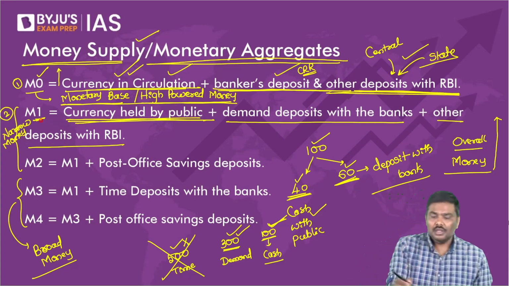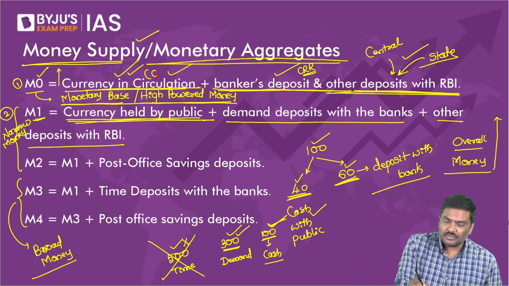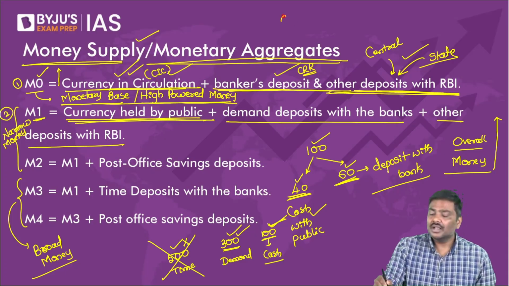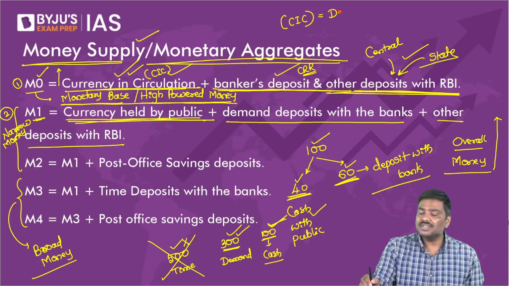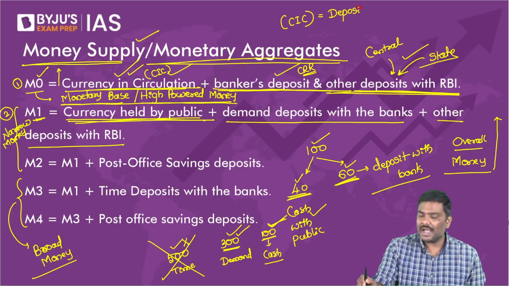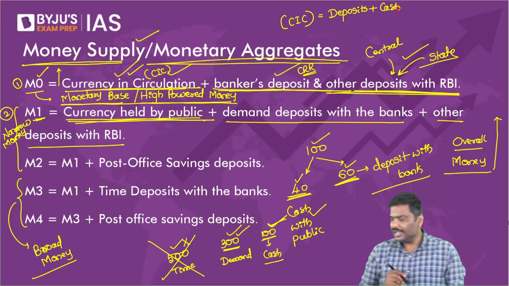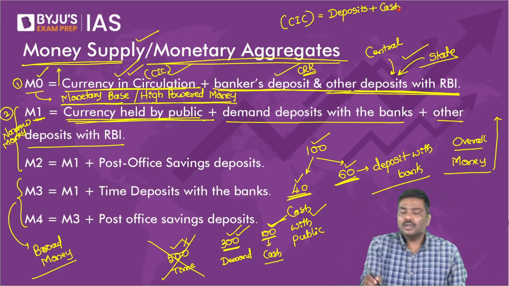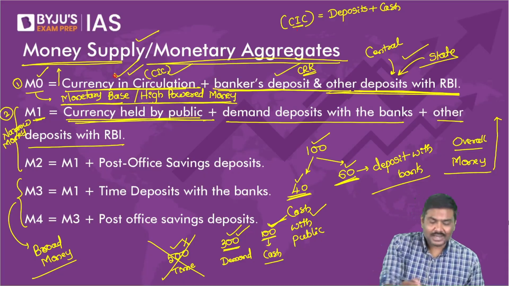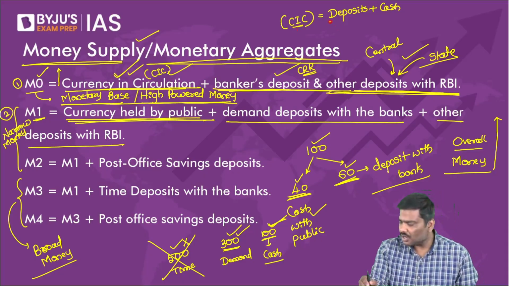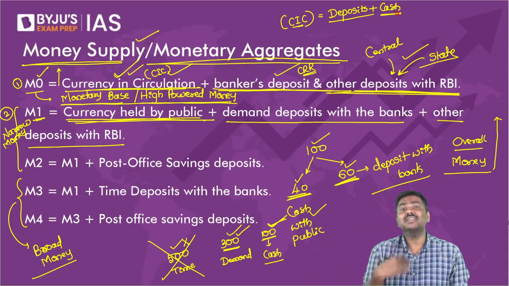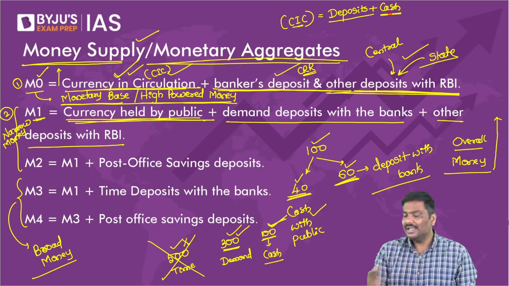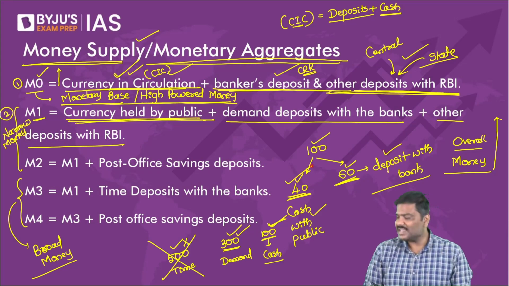Currency in circulation in M0 only includes cash with the public? No. Right? Have a look at this. I'll write a short form of this. Currency in circulation generally is the sum of deposits that the people keep with the bank plus cash that they keep with themselves. Anybody has a problem? Let me know. Right? Cash in circulation or currency in circulation is a sum total of deposits that the people keep with the bank plus cash that they keep with themselves.